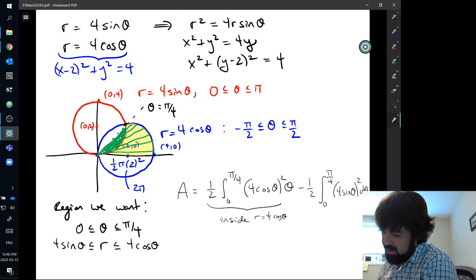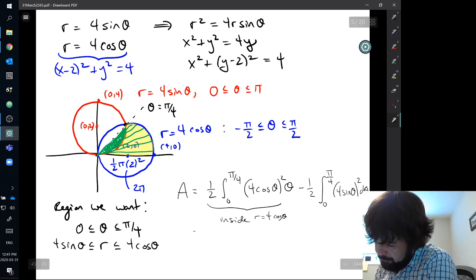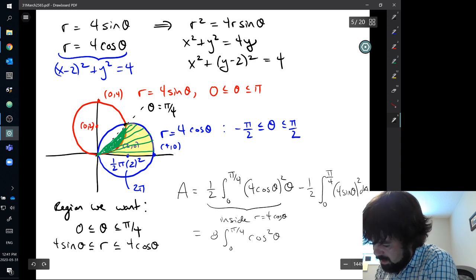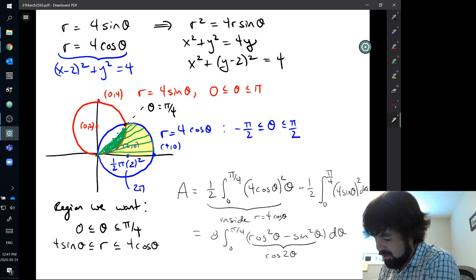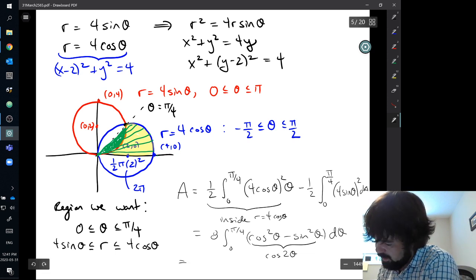Actually, you know what? Let me point something out. It's not so bad if we combine it. 4 squared is 16. There's a half. Actually, I have 8 integral from 0 to pi over 4 of cos squared theta minus sine squared theta d theta. You might recall that this is just cos 2 theta. So we get, I'm going to do it, it's going to be 4 sine 2 theta from 0 to pi over 4.